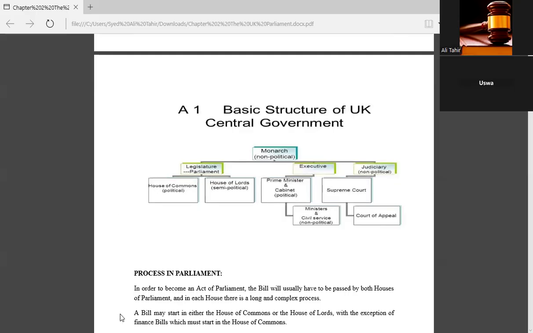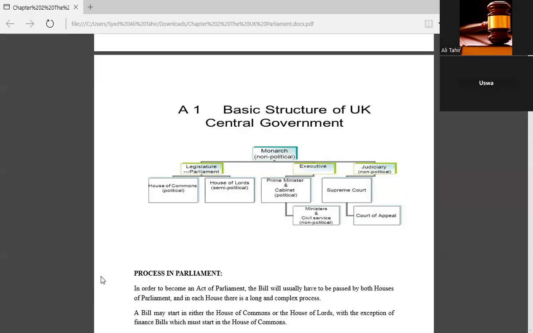So this is a diagram of the basic functioning of the UK governmental system. As you can see, the Crown is at the head with the legislature, that is the Parliament, including both its houses, at the very right hand of the monarch, with the executive, that is the Prime Minister's office, at the left, and the judiciary, the judicial pillar of the government, being on the extreme left of the monarch.